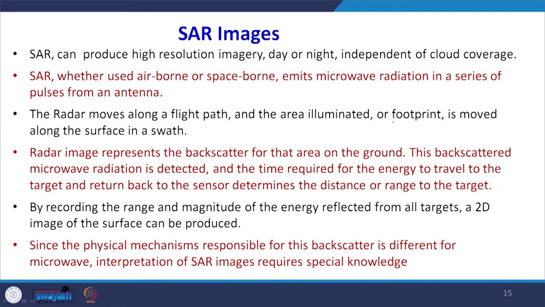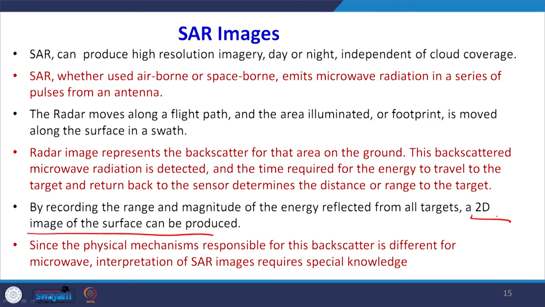Whether we are acquiring these images airborne or spaceborne, they emit microwave radiation in a series of pulses from the antenna, and the radar moves along the flight path. The area which is illuminated moves along the surface in a swath, and the energy backscattered from the object is detected and the time of travel is noted down. Recording the range, the distance and the magnitude of the energy reflected from the object, a 2D image of the surface can be produced, as I have shown you in my previous slide.